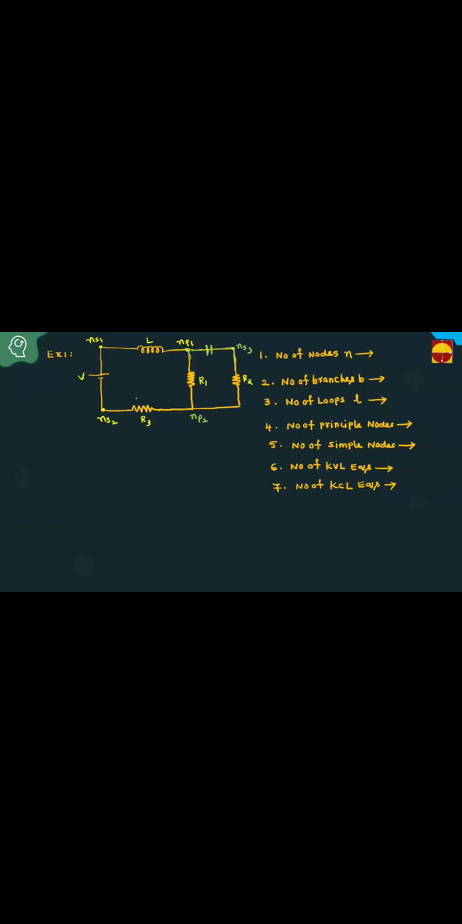Then how many simple nodes are there? Where only two branches are connected, it is a simple node. Where more than two branches are connected at a node, it is a principal node. How many simple nodes are there? 1, 2, 3 simple nodes. How many principal nodes? 1, 2. Total how many nodes? The total number of nodes equals 5.